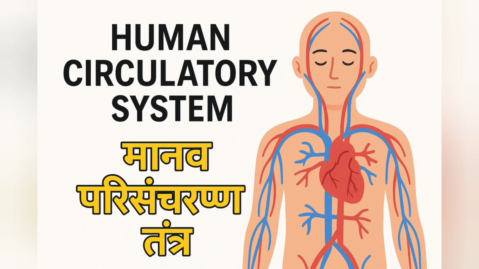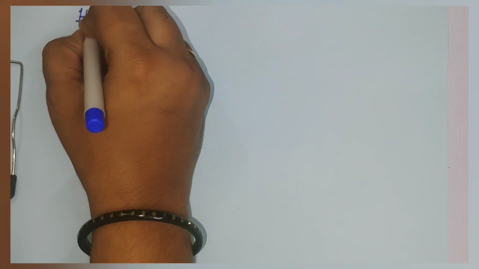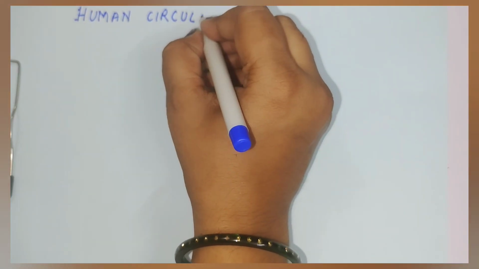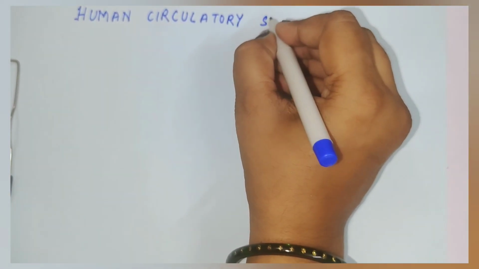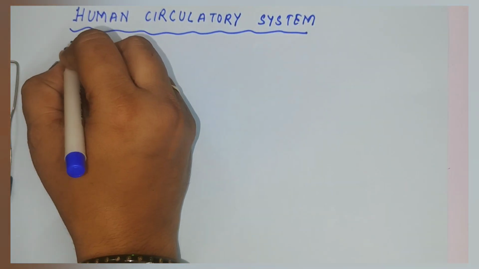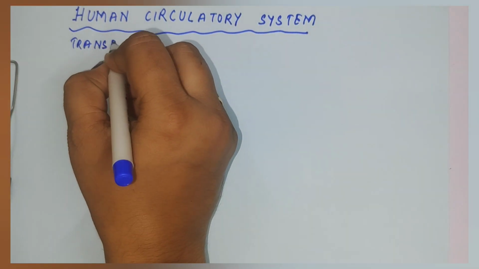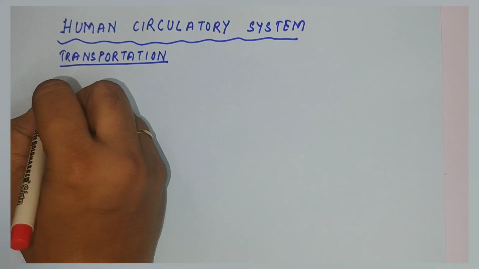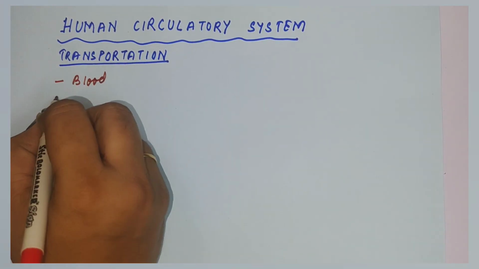So now let us start the video. The topic for today's video is human circulatory system or transportation as described in the chapter life process, as transportation is an essential or vital process in the living system. Now what is transportation? Transportation means the movement of essential substances like oxygen, food, hormones, or any raw material or even waste products inside the body.